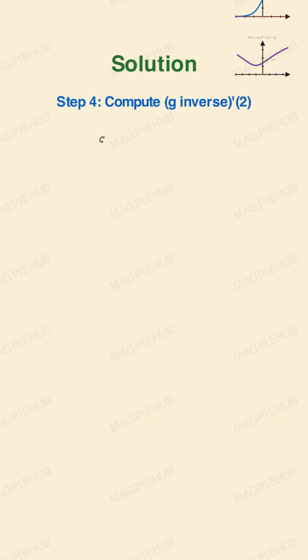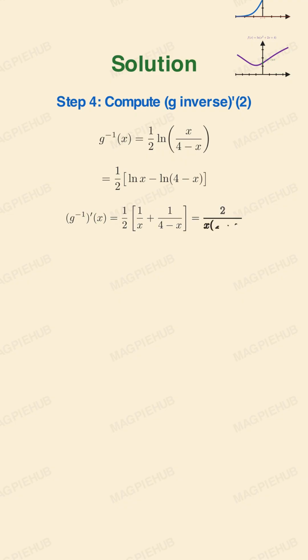Step 4. Compute g inverse prime at 2. We can write g inverse of x as 1/2 times the log of x minus the log of 4 minus x. Differentiating, g inverse prime of x equals 1/2 times 1 over x plus 1 over 4 minus x, which simplifies to 2 over x times 4 minus x. At x equals 2, this gives 2 over 2 times 2, which is 1/2.